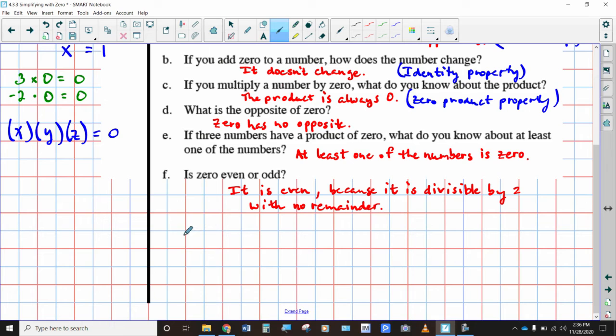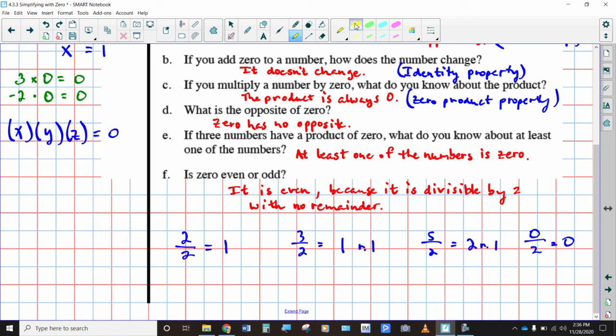So here's an example of an even number, because 2 divided by 2 is equal to 1 with no remainder. Whereas if you took 3 divided by 2, you'd get 1 with a remainder of 1. Or if you took 5 divided by 2, you'd get 2 with a remainder of 1. So what happens when you take 0 and you divide it by 2? You get 0 for an answer. There's no remainder, which means it's an even number, okay?